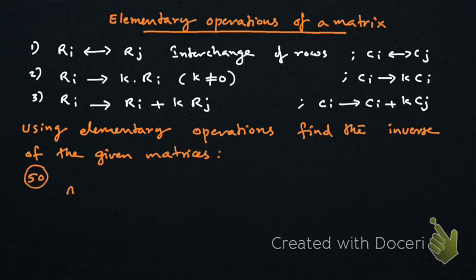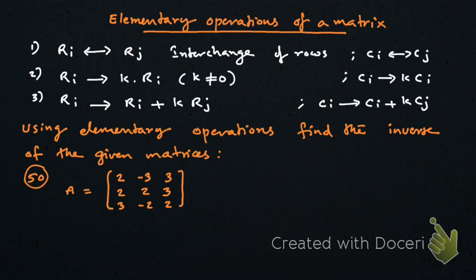Let's look at the first question. There is a matrix given to me, and I need to find the inverse of this matrix using elementary row operations. So let's start doing the question.